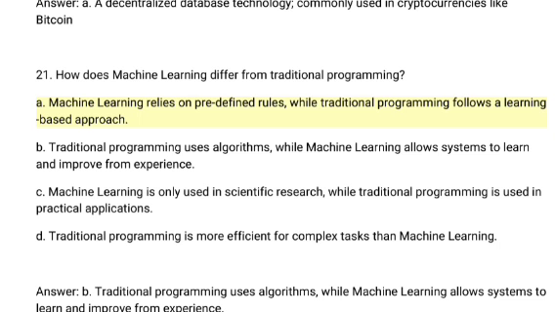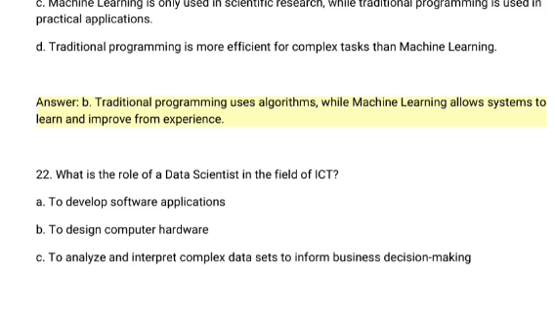21. How does machine learning differ from traditional programming? A. Machine learning relies on predefined rules, while traditional programming follows a learning-based approach. B. Traditional programming uses algorithms, while machine learning allows systems to learn and improve from experience. C. Machine learning is only used in scientific research, while traditional programming is used in practical applications. D. Traditional programming is more efficient for complex tasks than machine learning. Answer. B. Traditional programming uses algorithms, while machine learning allows systems to learn and improve from experience.